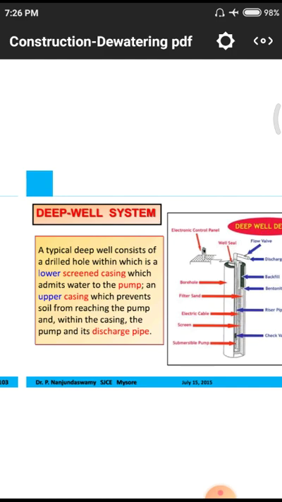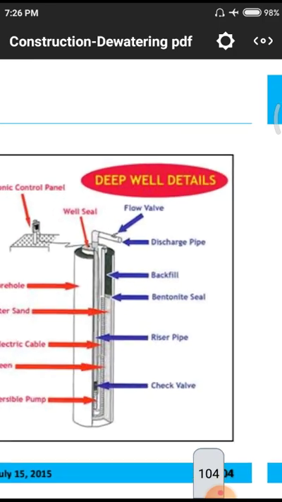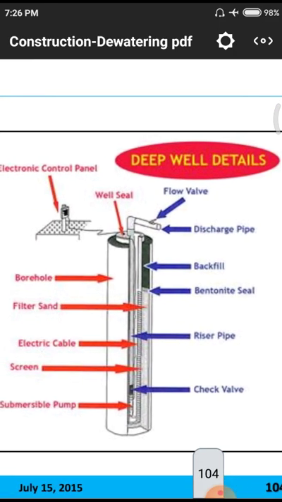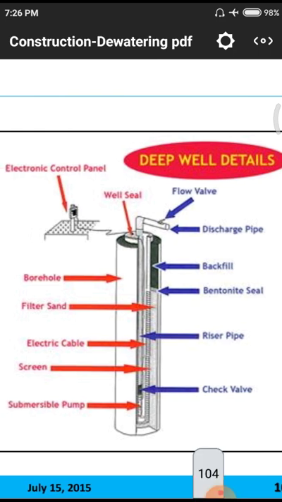Normally PVC pipes are used as a casing, which prevents soil from recharging the pump, and within the casing sit the pump and the discharge pipe. This is the total figure which shows the different parts of this deep well system. Okay, this is the deep well system and its details.